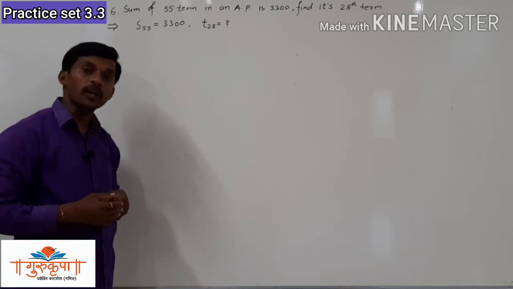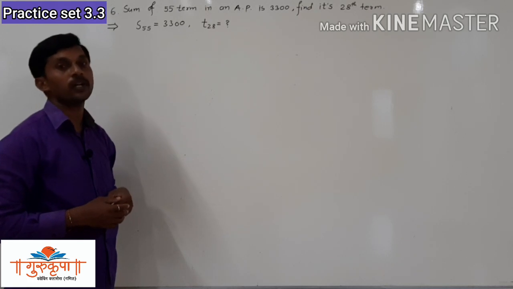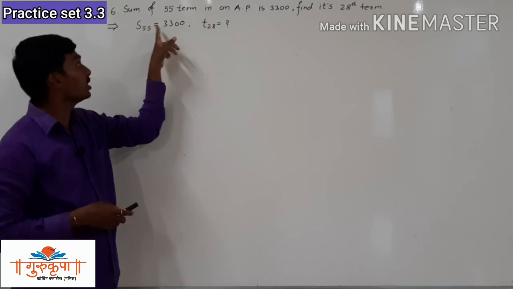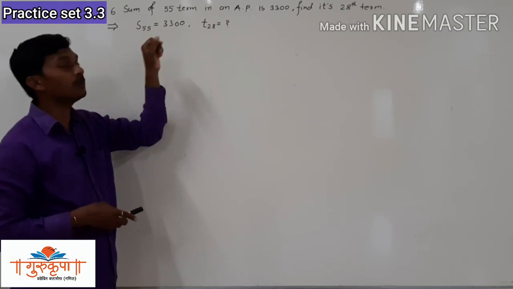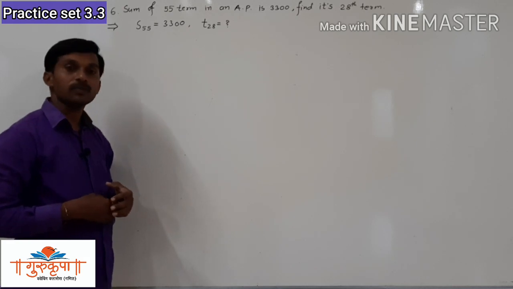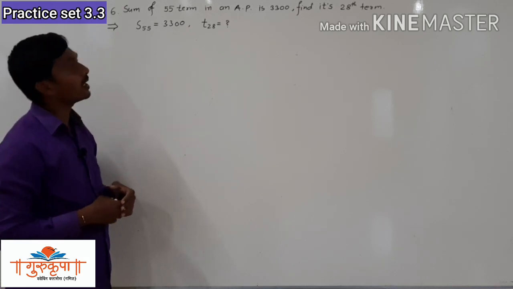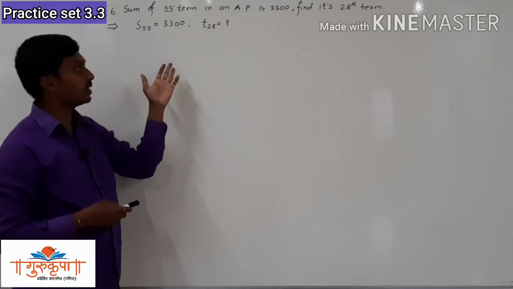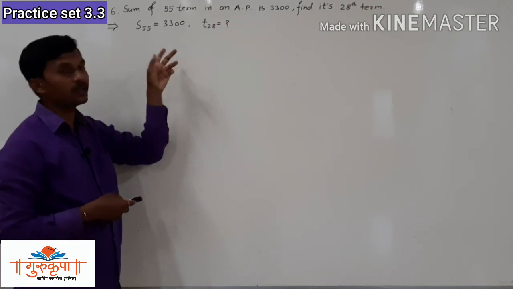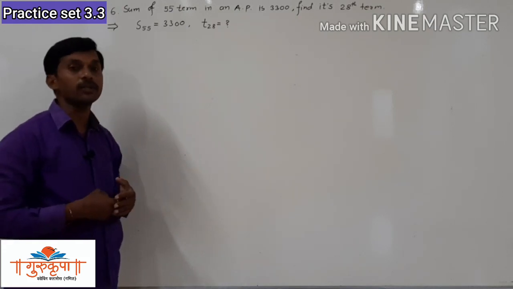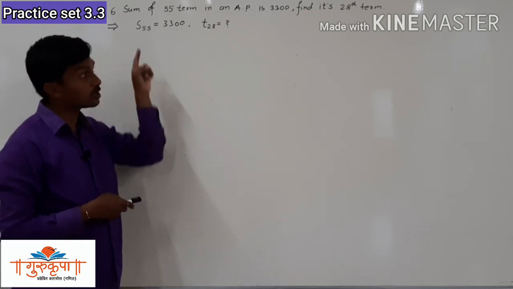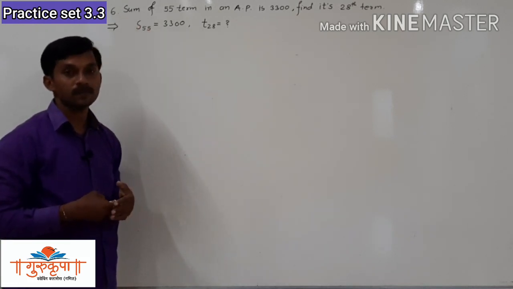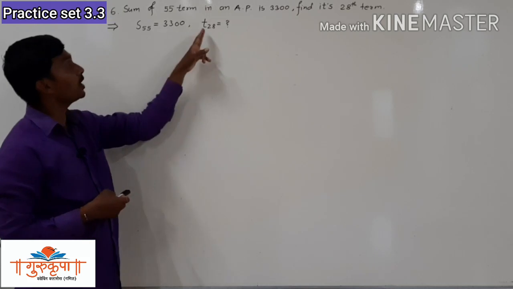If you would like to find the values of a and d separately, we cannot, since the given information is only that the sum of the 55 terms of an AP is 3300. From that information we cannot find the values of a and d separately. In the previous example, example number 4, we could find the values of a and d separately, but we didn't find them separately there also. And here it is not possible. So, how can we get the value of a plus 27d?